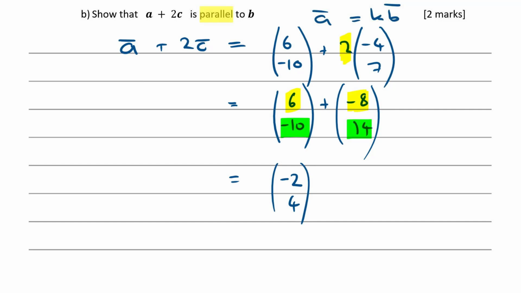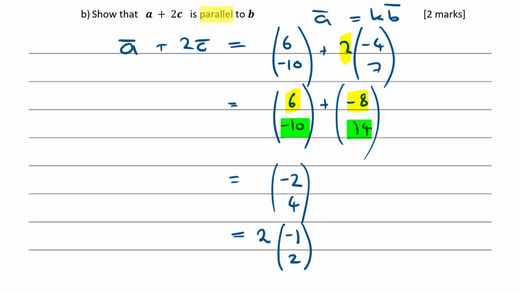Now I need to show that (-2, 4) is a multiple of vector B. Vector B was the vector (-1, 2). You'll notice that -2 and 4 both have 2 as a factor, so I can factorize out 2 and write it as a scalar times that vector instead. That leaves me (-1, 2) inside the bracket, which is the same as vector B. So I've got 2 lots of vector B. I have shown that A plus 2C is equal to 2 lots of vector B, and therefore they are parallel.